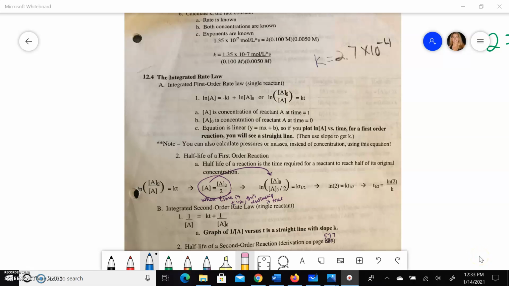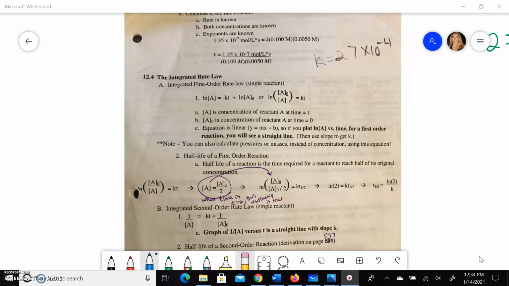Yesterday we talked about the differential rate laws, which are showing the relationship between concentration and rate of a reaction. And today we're going to do a different type of rate law. It's called the integrated rate law. And this is going to show the relationship between the concentration of something and the time. And they're going to be a little bit different depending on which order they are.